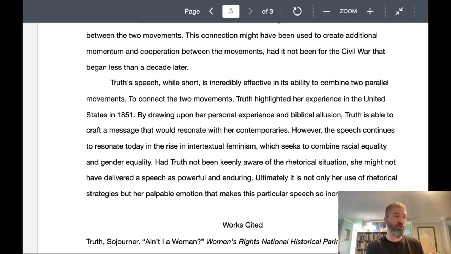She was talking to people who were on board with the suffrage part, the women's rights part, but probably would have been a little bit uncomfortable and maybe even adversarial, right, to this idea of combining suffrage and abolition. Again, just a guess, but that's part of what we're doing with an analysis.